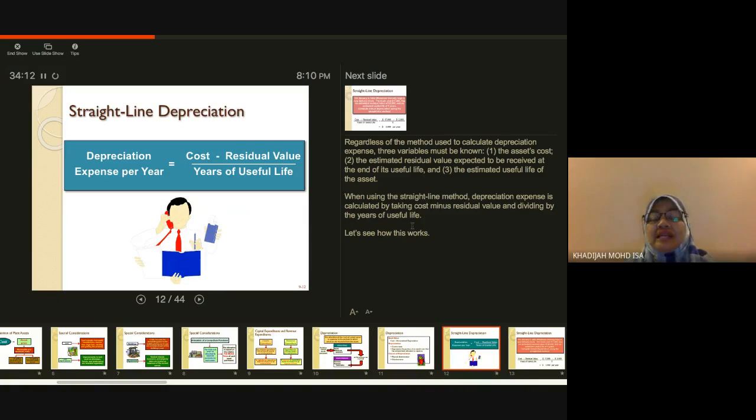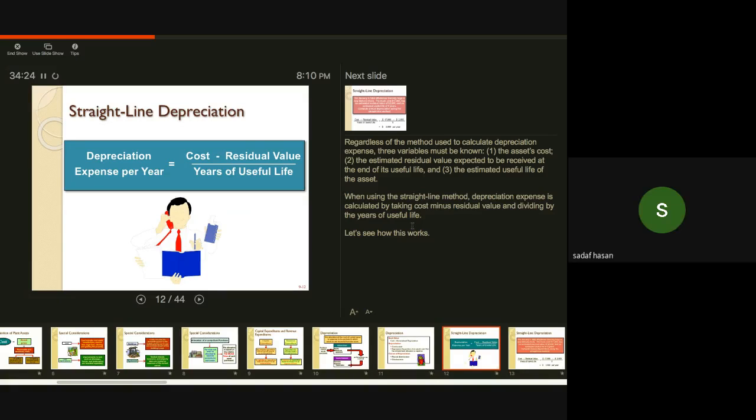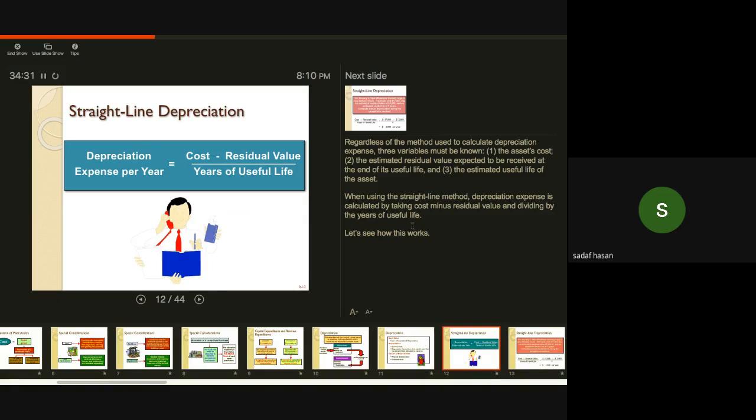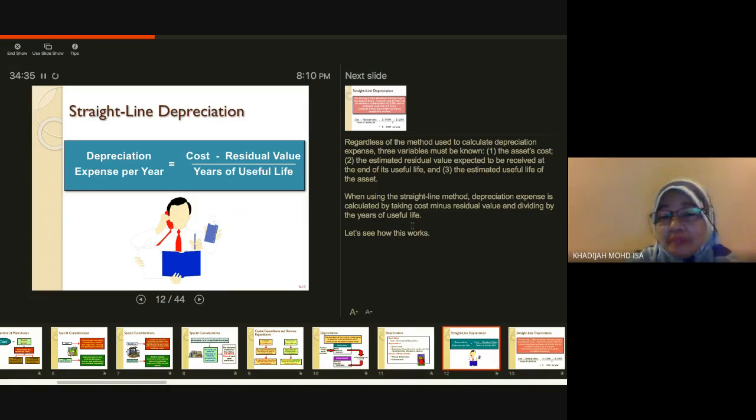But if I say that the residual value is 20,000, so just now, cost minus residual, 100,000 minus zero over a 10 year period, then how much is the depreciation? 100,000 divided by 10 years, 10,000. Right. The depreciation will be 10,000 per year.